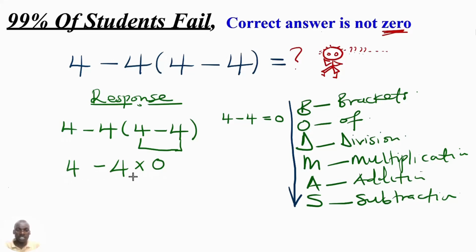After reaching this stage, we have two symbols of mathematical operations: the subtraction symbol and the multiplication symbol. As we revisit BODMAS, of the two, multiplication and subtraction, when looked at critically, we can see that multiplication comes before subtraction. So we first deal with the digits nearest to the multiplication symbol, meaning 4 multiplied by 0, which gives us 0. Then the symbol here is a minus, then we have our 4.